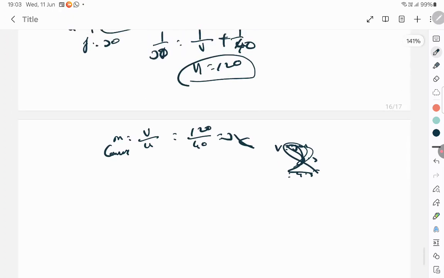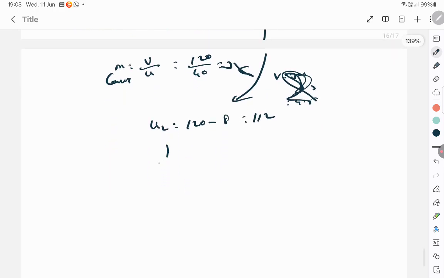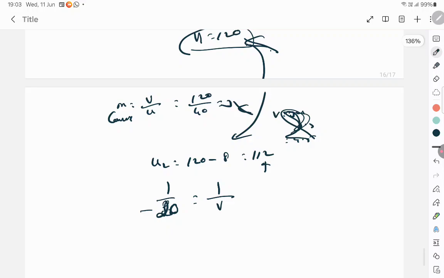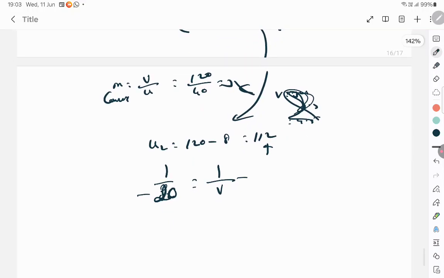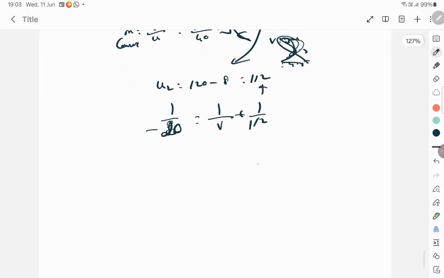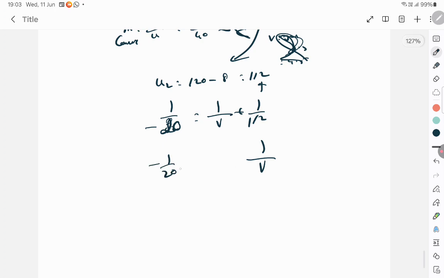You know that V1 is 120. You have to take this 120 and subtract it from 8 to get the object distance for the second lens. The object distance for the second lens is 120 minus 8, which is 112, and so you can write the focal length of the second lens, which is a concave lens, which is minus 20, is equal to 1 by V minus 112. It will be on the right side, so plus 112. So 1 by V therefore is minus 1 by 20 minus 1 by 112.